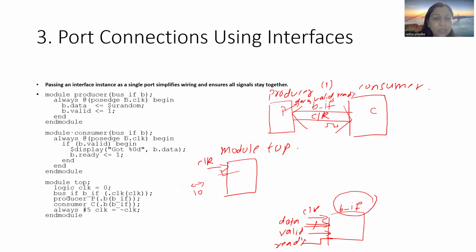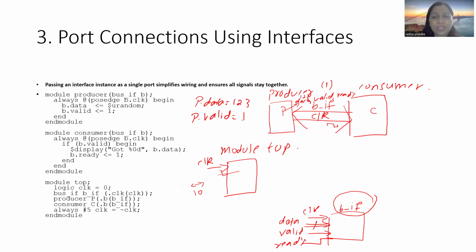Correct? So now inside the consumer, so we have generated some random number, assume it is some 123. Okay. So what happened? P dot data, let's see, it generated 123. Let's say P dot valid, I'm asserting a value 1 on it. So now the consumer always at posedge of B dot clock. So again, consumer also responds whenever there is a posedge at b.clock. It sees whether b dot valid is 1.